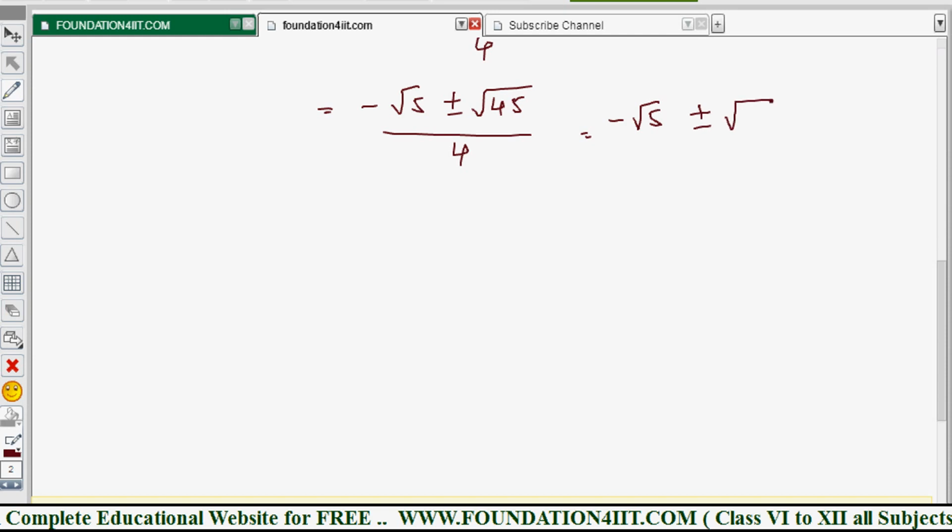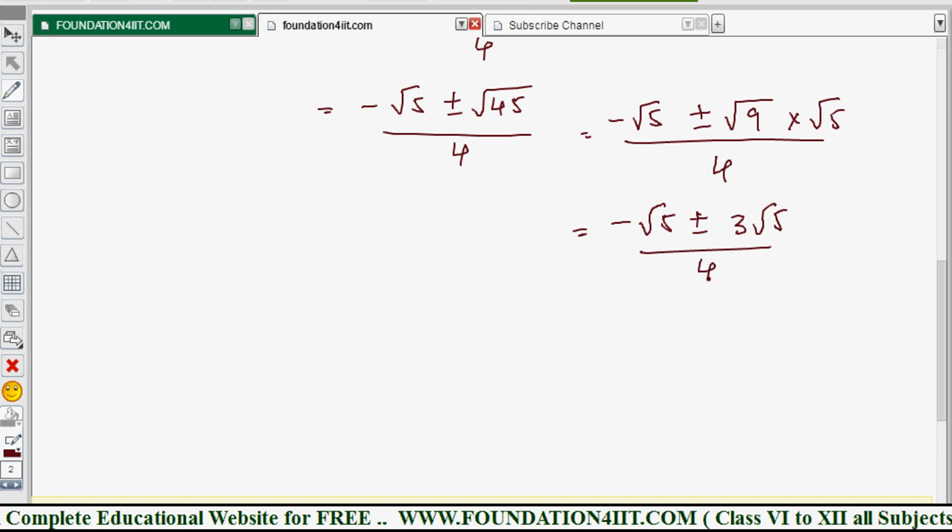Plus or minus root 45, you can write root 9 into root 5. Square root of 9 into square root of 5 is square root of 45. Root 9 we can make it as a 3. So minus root 5 plus or minus 3 root 5 by 4. So then let x equal to, take two options, minus root 5 plus 3 root 5 by 4, or minus root 5 minus 3 root 5 by 4.